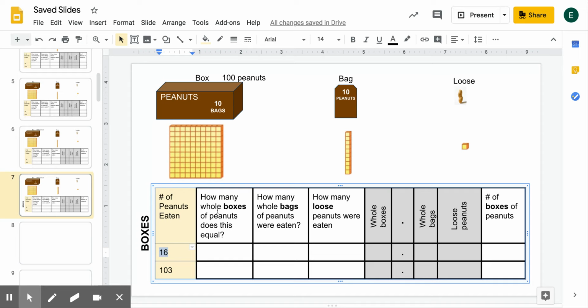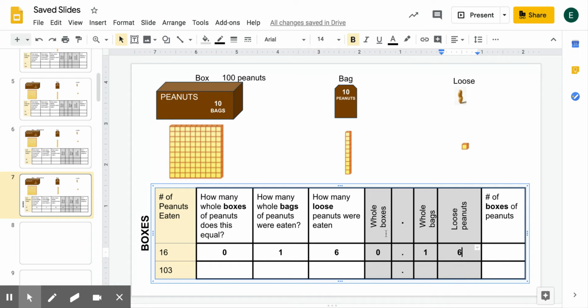How many whole boxes is that? Well, it takes 100 peanuts to fill a box, so I have not filled any boxes. How many whole bags? Well, it takes 10 to fill a bag. I have 16. That means I have one bag. And how many loose are left over? 6. I had one bag of 10 and 6 more. So I don't have any whole boxes, but I do have one bag and 6 loose peanuts.